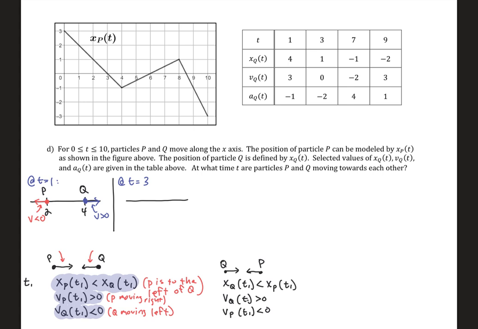Okay, t equals 3. At t equals 3, you can see the position of P is 0, and the position of Q is 1. So P is 0 and Q is at 1. And then the velocities of each one. Velocity of P, since at t equals 3 the position is decreasing, that means the velocity is negative. So this is going to the left. And then for Q, at t equals 3, the velocity is 0. So that means it's just standing still. If one of them is standing still, then they can't be moving towards each other or away from each other, so it can't be that one.